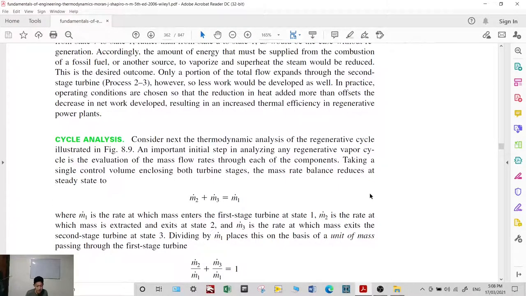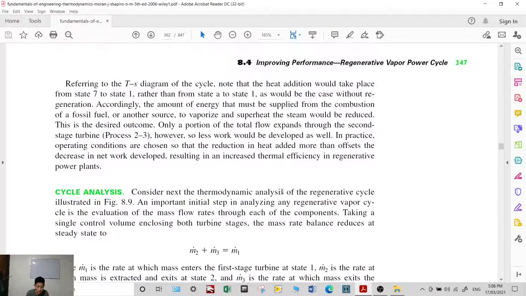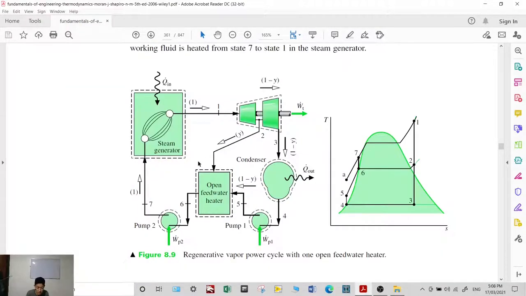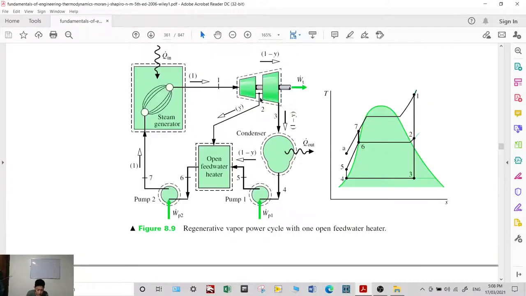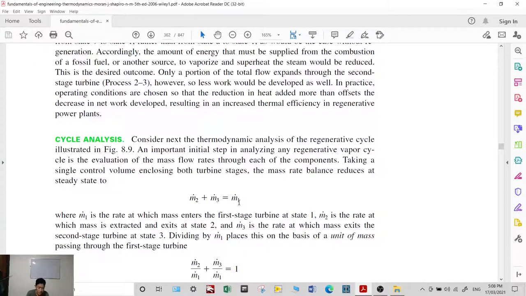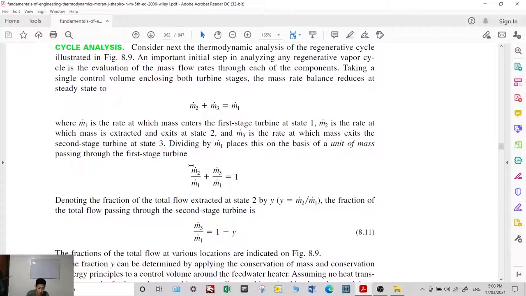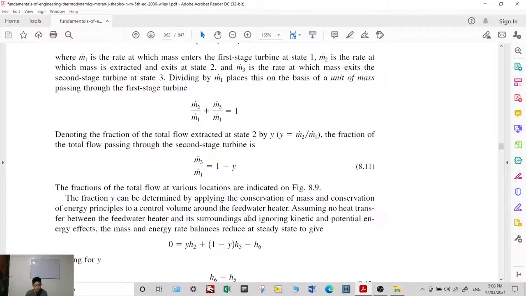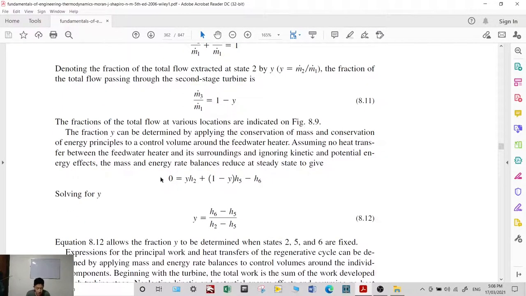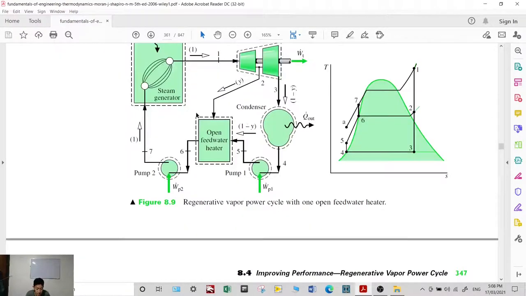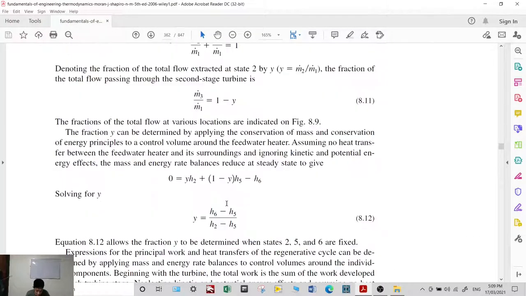Okay, cycle analysis. Mas balance ni mo: M2 plus M3 equals M1. And then, i-divide ni mo ni tanan o M1. Kani, kung kaninga term Y, so ang M3 over M1, 1 minus Y. Muna siya ang fraction nila. And then, you apply conservation of energy.